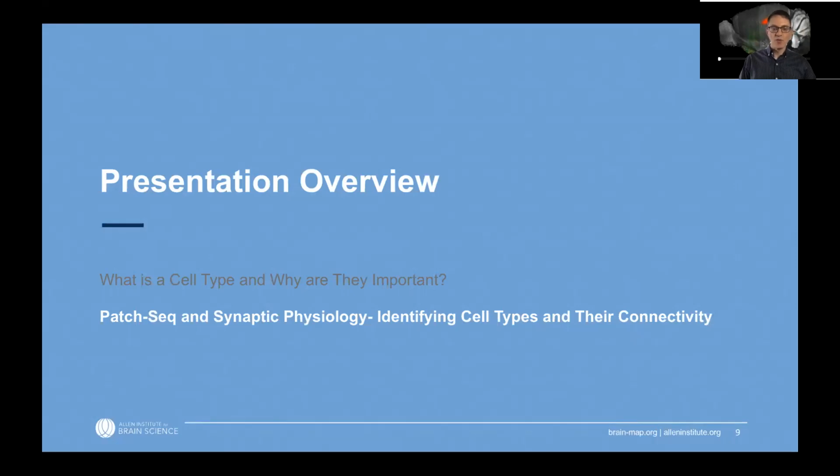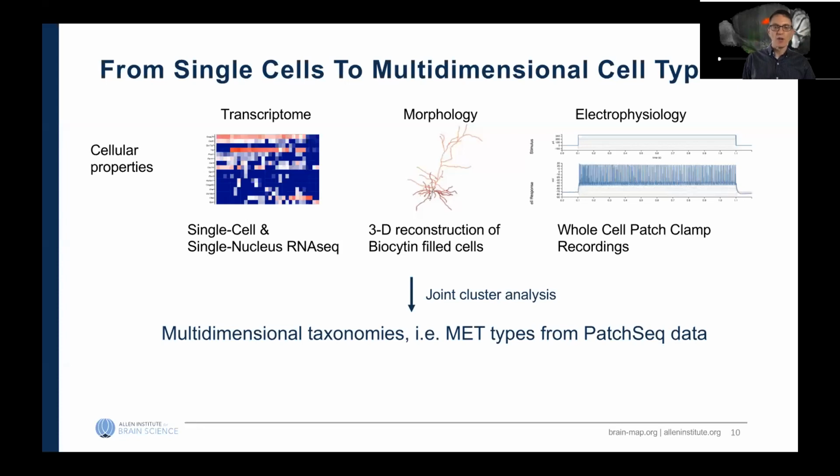So in the last minute, I'll just introduce these two methods of Patch-seq and synaptic physiology that we'll hear about in much more detail from Nathan and Stephanie. And we use these to identify cell types and then understand how these cell types may connect. So for Patch-seq, we aim to go from single cells to multi-dimensional cell types. We collect data around 3 different cellular properties: gene expression, which is the transcriptome, the shape of the cells or morphology, and then of course the firing patterns, which is electrophysiology. We then take all of this data and use joint cluster analysis, which considers all 3 modalities, to generate these multi-dimensional taxonomies or MET types that come from the Patch-seq data.